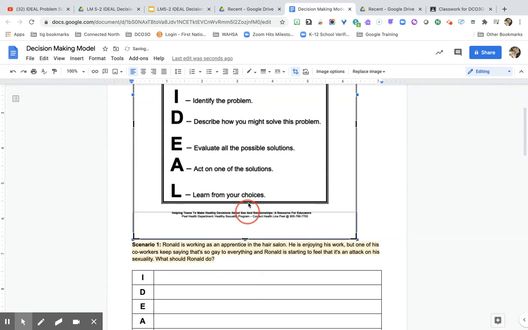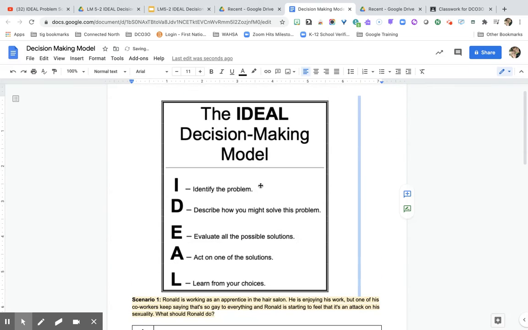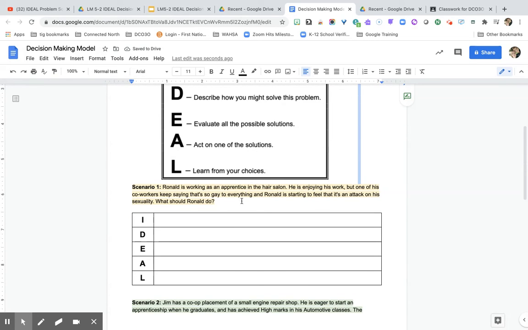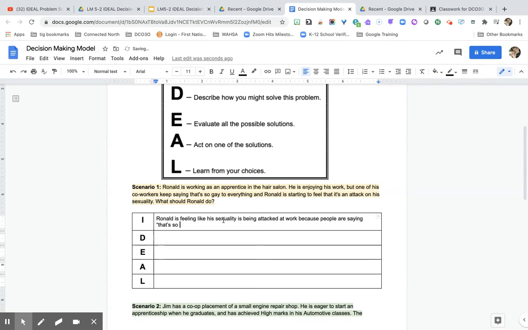So you're going to take a look at that decision-making model, and we're going to identify the problem. So the problem with Ronald is that Ronald is feeling like his sexuality is being attacked at work because people are saying, "That's so gay."